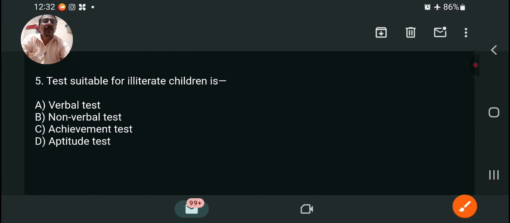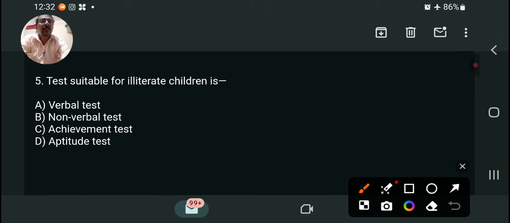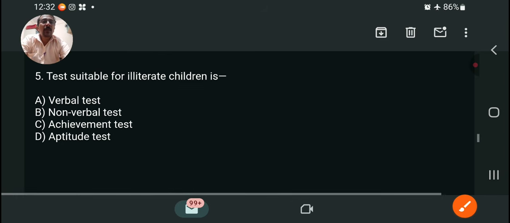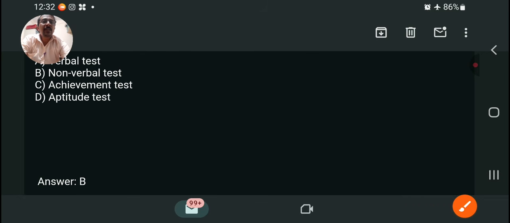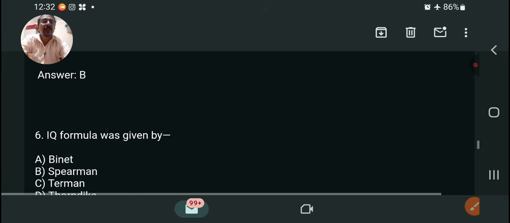Then the test suitable for illiterate children is verbal test, non-verbal test, achievement test, or aptitude test? Non-verbal test. Check whether right or wrong. Yes, B, right. Non-verbal for illiterate.